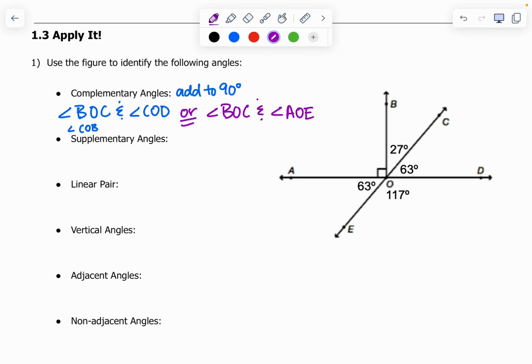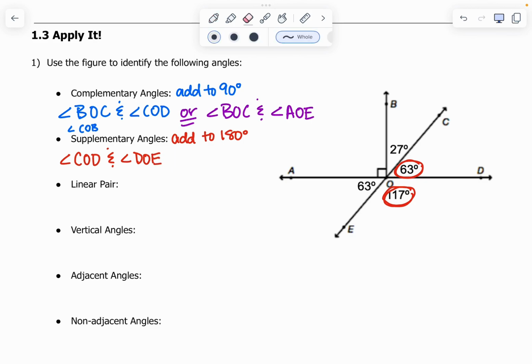Next up, we have supplementary angles. So remember, supplementary angles are going to be two angles that add to 180 degrees. Okay, so I'm looking for measures that are going to do that. Let's see. I have a 63-degree angle here and a 117-degree angle here. And 63 plus 117 is 180, so I can use these. So I'm going to have angle, let's see, we have COD again. And now I have angle DOE.